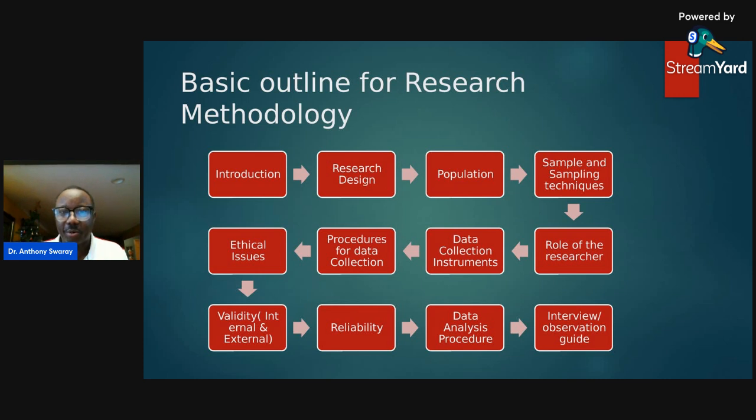So basic outline for research methodology, we're going to look at the introduction, research design, population, sample and sampling techniques, role of the researcher, data collection instruments, procedures for data collection, ethical issues, validity, reliability, data analysis, interview guide, or observation.